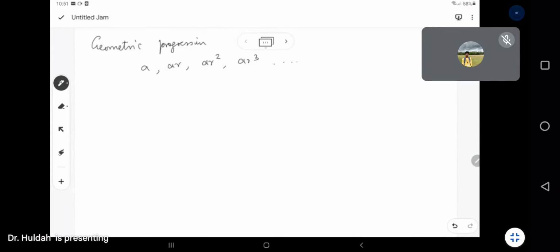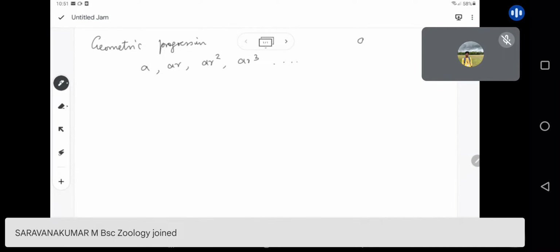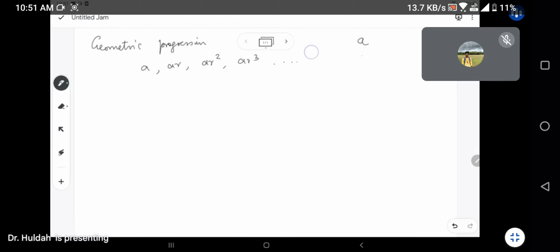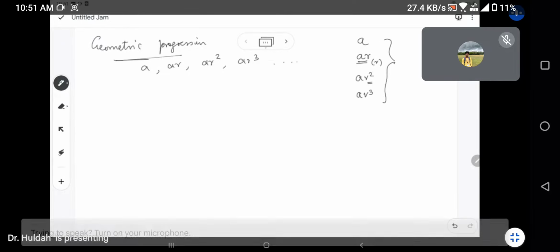Cube like that. That is, the first term is a, then you multiply this term by another number, you get AR. Multiply the second term with that same number R, you get AR squared. Then multiply this again with that same number R, you get AR cube. So that sequence of numbers is what is called a geometric progression.